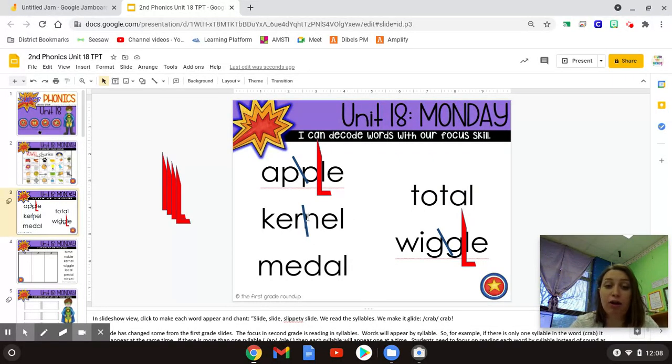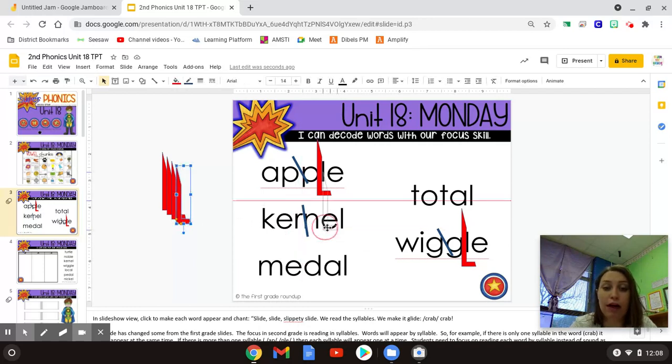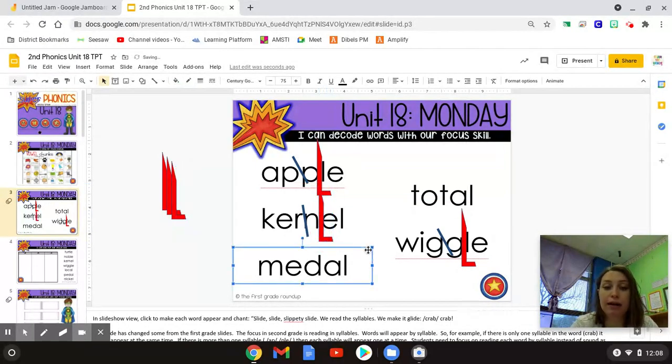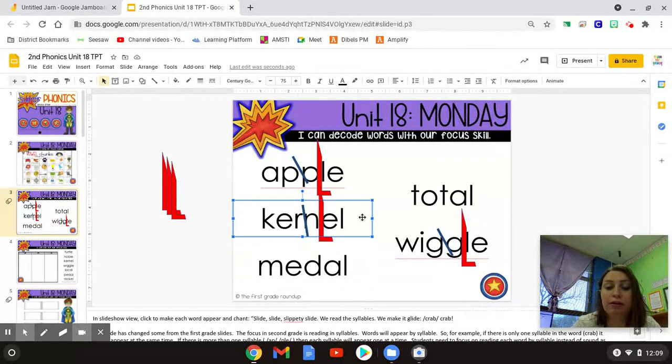And I see my consonant. So yes, I do have the consonant E-L, consonant L-E, final stable syllable pattern. So I'll go ahead and bring over my L and drop it right there to separate my consonant from my ending sound, ul. Now when I read this word, I know that it's kernel.